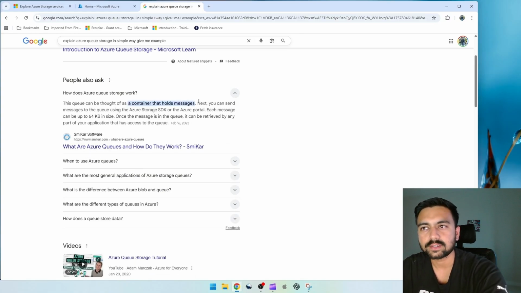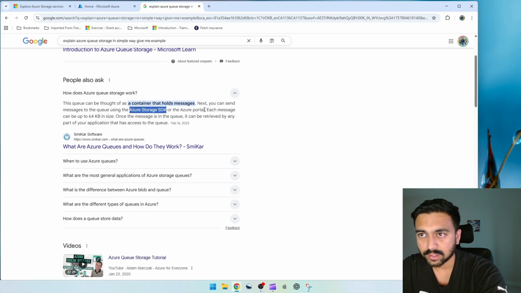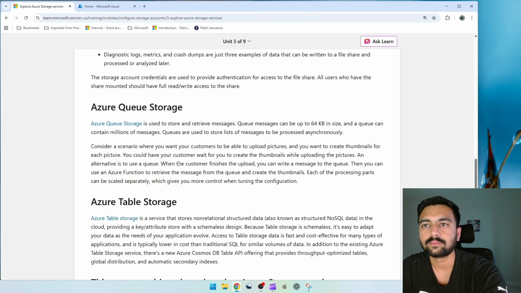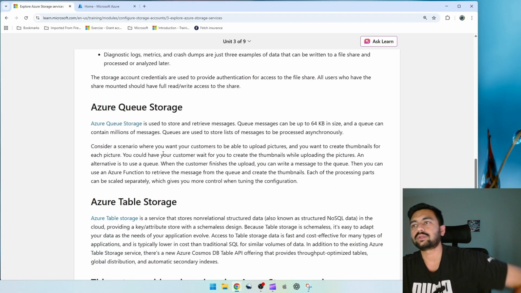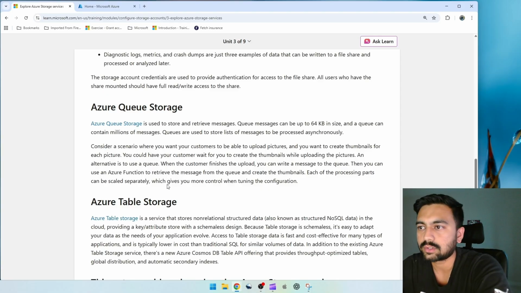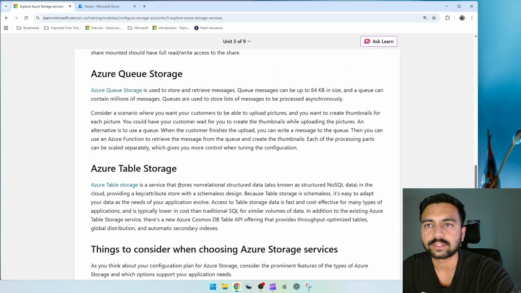A container that holds messages. Next, you can send messages to the queue using the Azure SDK. Once a message is in the queue, it can be retrieved by any part of your application that has access to that queue. Okay, it looks like you can send messages to a queue, and then that message can be used by any application that has access to that queue. Interesting.